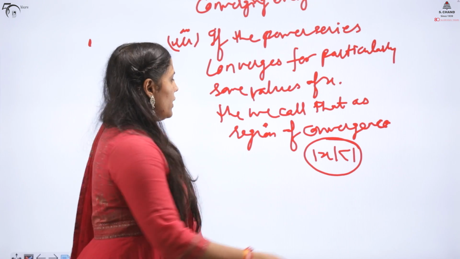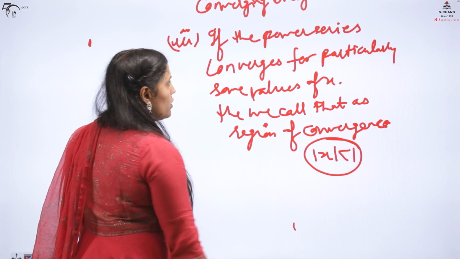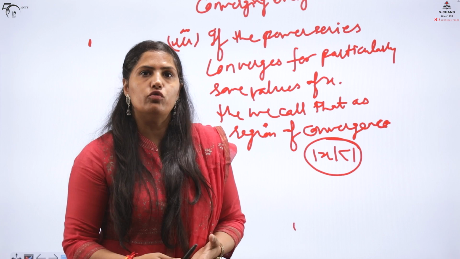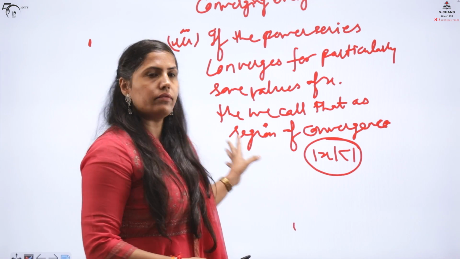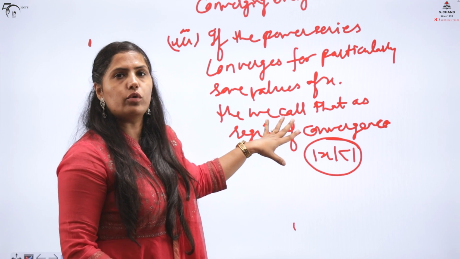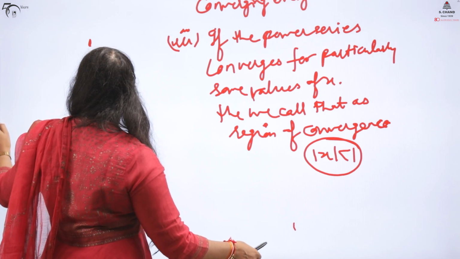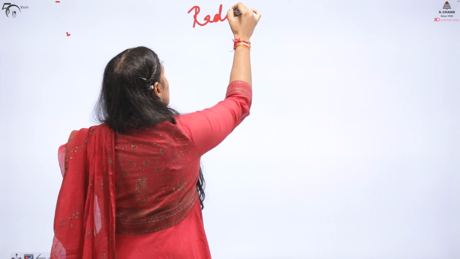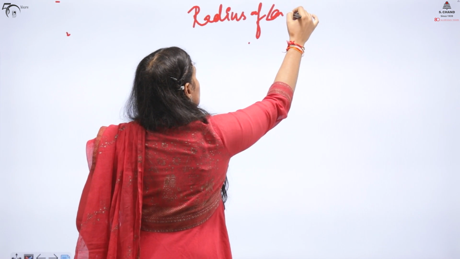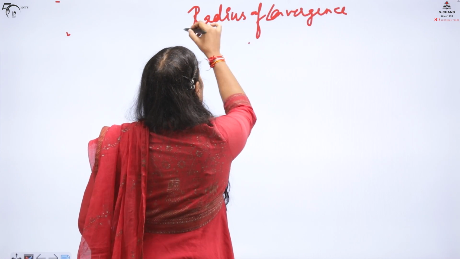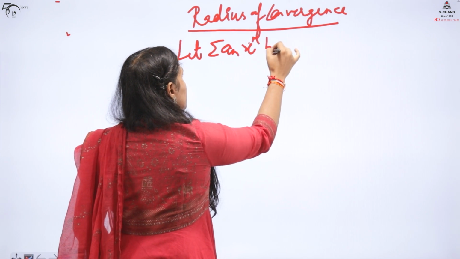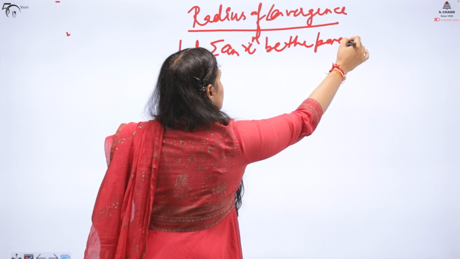Now let's start with another important thing, because if it is converging everywhere, or not converging other than x equal to 0, how will you figure it out? We have the region of convergence, which means we have a radius of convergence formula. So the next important term related to power series is radius of convergence. Let summation an xn be the power series. I'll start with the definition first.